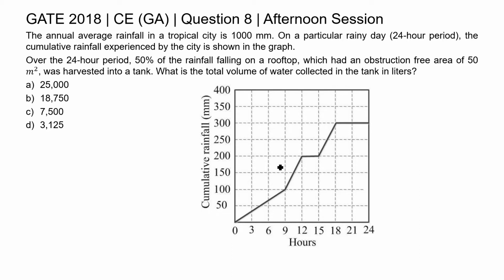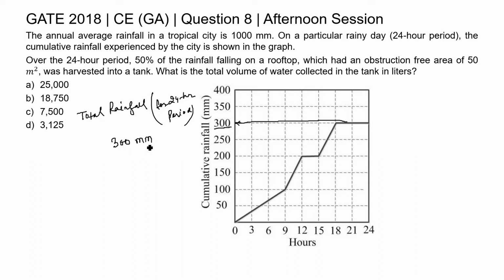So here first of all, the total amount of rainfall for this 24-hour period is 300 mm, as it can be seen in the graph. So this is the 300 mm, this line shows 300 mm. So total rainfall for 24-hour period is 300 mm.